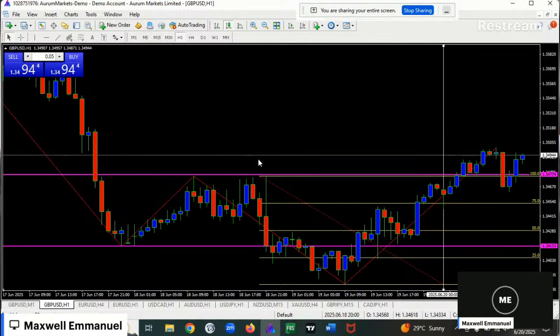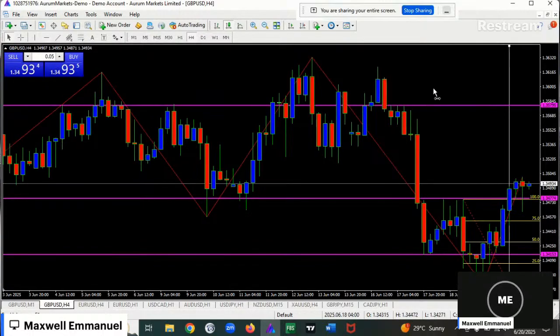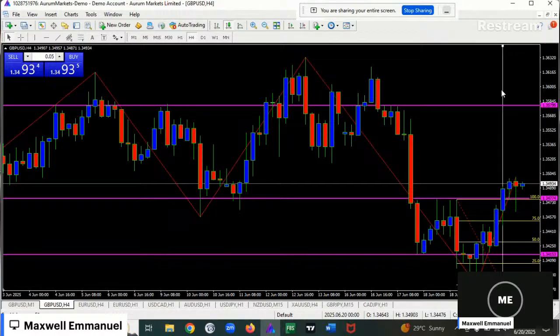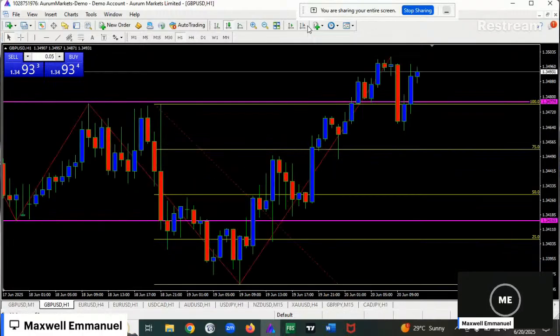Let me show you something. You apply the Fibonacci from this swing low to this swing high, and you want to see price go to a premium area. You can see these relative equal highs. There's a high probability GBP USD will go for those previous highs. That's an area of liquidity.